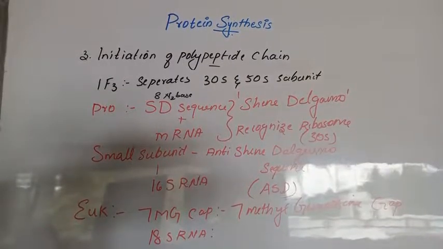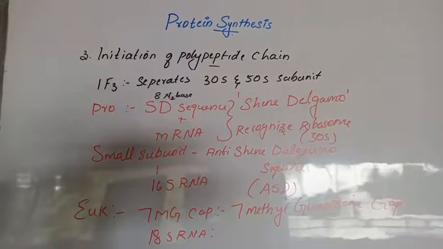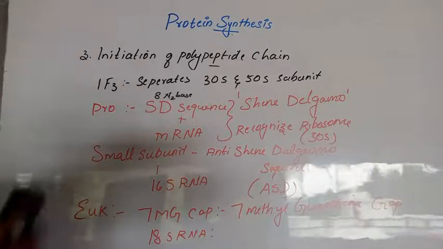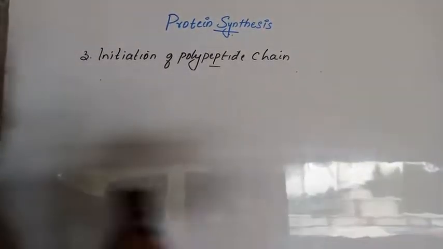Now, what is going to happen? The 30S subunit plus mRNA, in the presence of some initiation factors and cofactor, will form a complex. Let's look at how the complex will be produced.